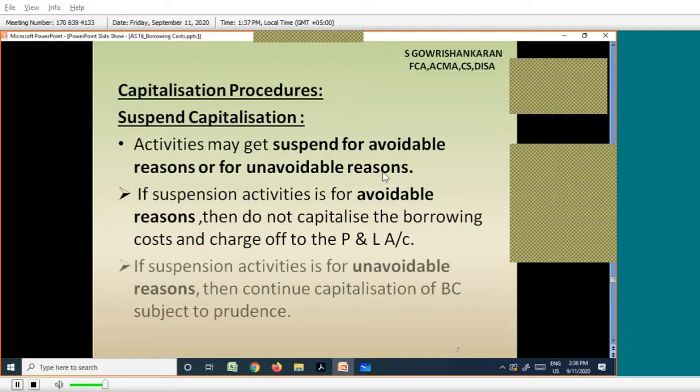If the suspension activity is for an unavoidable reason, then continue capitalization of borrowing cost, subject to prudence. Okay? Understood? Shall I go further? Shall I move further? Shall I move to the next slide? Yes.